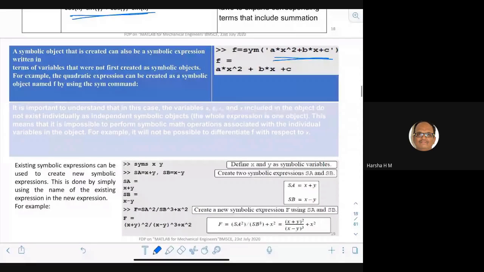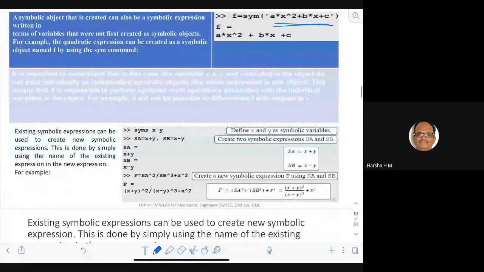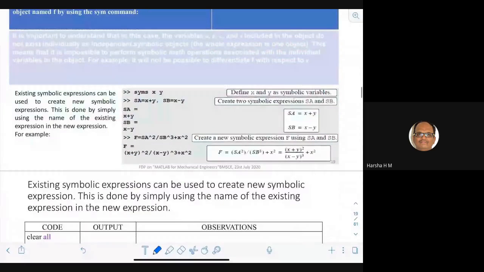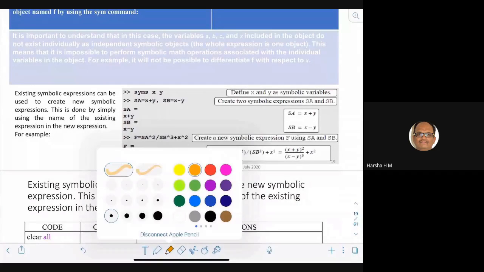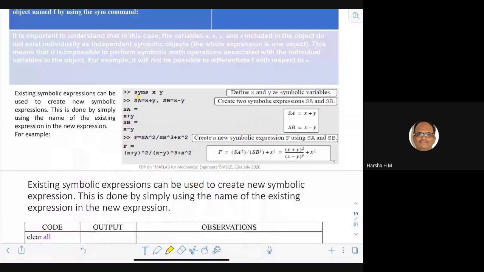Now, existing symbolic expressions can be used to create new symbolic expressions. This is simply naming using the existing ones. For example, when you define here syms x and y, and you say SA is equal to x plus y and SB is equal to x minus 1, and when you ask what is SA, it gives you x plus y, which is another symbolic variable. Similarly SB. So if you want to write f is equal to SA square divided by SB cube, that is, if you write this formula, this expression would give you this output.